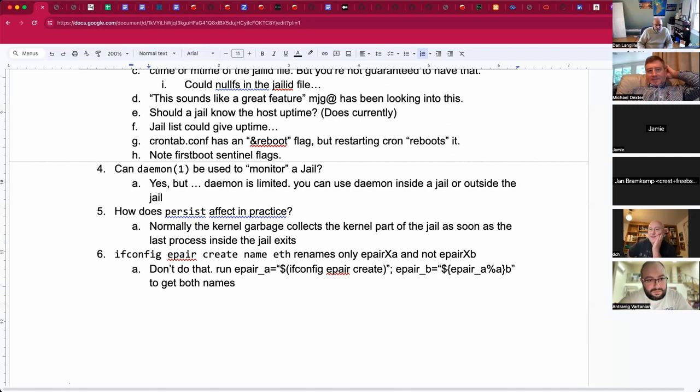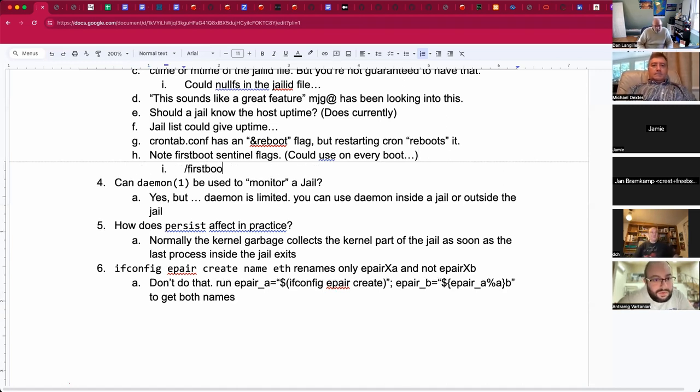Sorry. Yeah, you would have to get it to do it every boot, but it's fair enough. I think it's /firstboot present in the file system and it's immutable, then it will always happen every time the jail starts. Where is it? Just grep firstboot in rc.d. I think it's right at the root of the file system. Yeah, /firstboot on the top level of the root file system. If this file exists, the system assumes that it is the first boot.